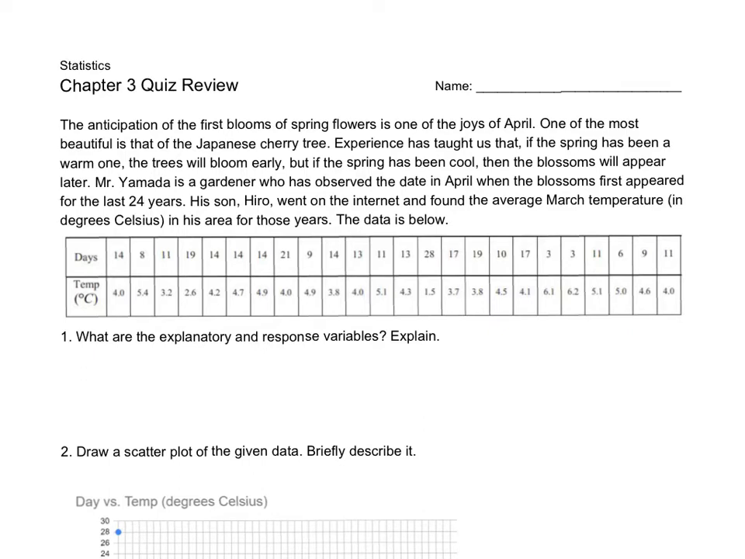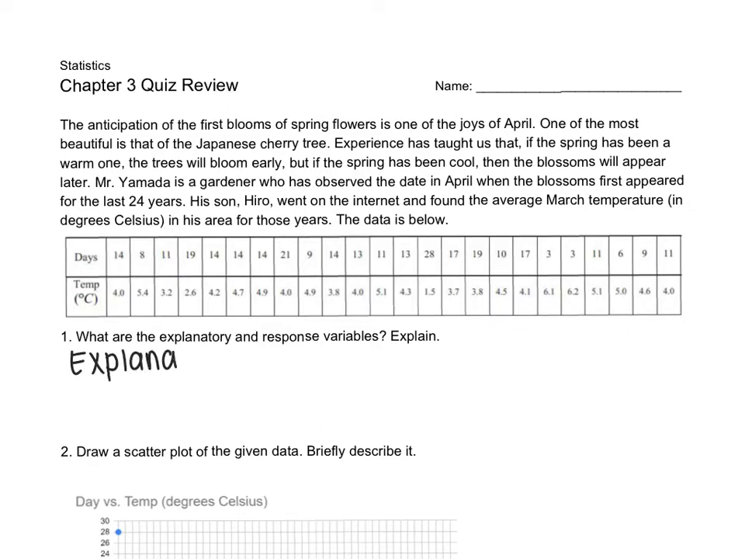So the days would be like the date in April. So the 14th, the 8th, the 11th, the 19th, and so on for the 24 years. And then below that, we have the average March temperature in degrees Celsius in our table. So 4, 5.4, 3.2. And I know for degrees Celsius, this seems like a very small number. But if you converted it to degrees Fahrenheit, something that, as Americans, we're more comfortable with, it would make more sense. So the first thing we want to do is determine our explanatory and response variables.